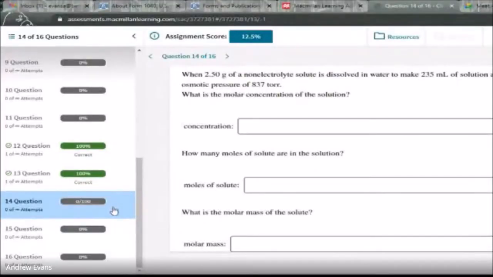The last one is, once again, a tricky one. We're going to work our way backwards to find the molar mass. This is something similar to what we're going to do in lab. So in lab, they say 2.50 grams of a non-electrolyte is dissolved in water to make a 235 mL solution at 24 degrees. Okay, this is with osmotic pressure, 24 degrees. So osmotic pressure is 837 torr.